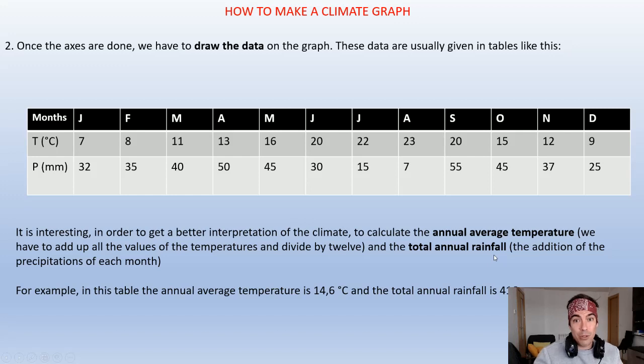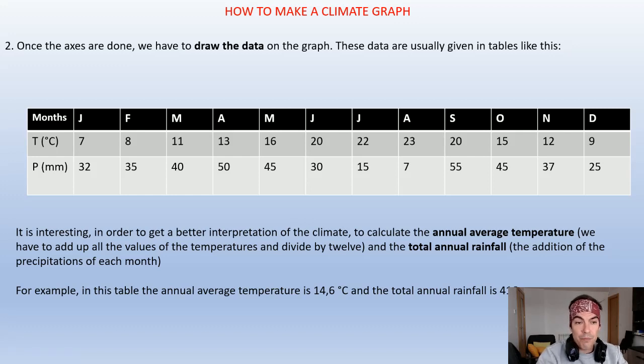Then it is also interesting that we calculate the total annual rainfall, so all the amount of rainfall that occurs in a location over the year. What we have to do is the addition of the precipitations of each month. You have to add this plus this plus this plus this plus this, and we have a total amount of rainfall, which in this example is 416 millimeters.